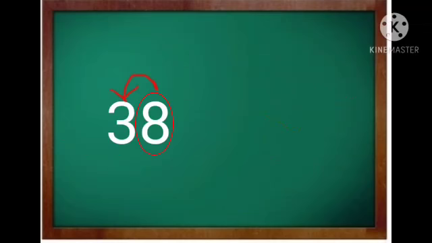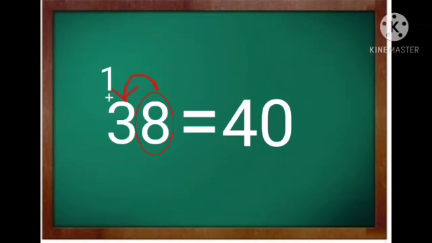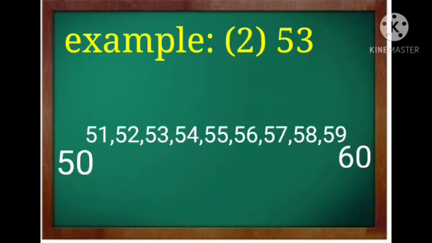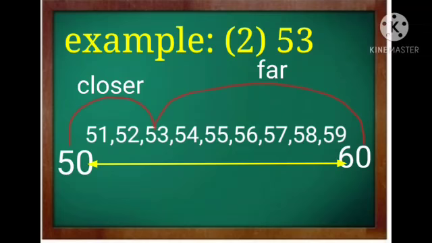Another method: when 38 is rounded to the nearest tens place, look at the digit 8. 8 is greater than 5, so one is added to the previous digit. So 3 plus 1 is 4, and the unit place will be 0. The answer should be 40. Let's take another example, 53. 53 lies between 50 and 60. 50 is the beginning number and 60 is the end number. The middle numbers are 51, 52, 53, 54, 55, 56, 57, 58, 59, and the end number is 60. Here 53 is closer to 50 and very far from 60, so the answer should be 50.